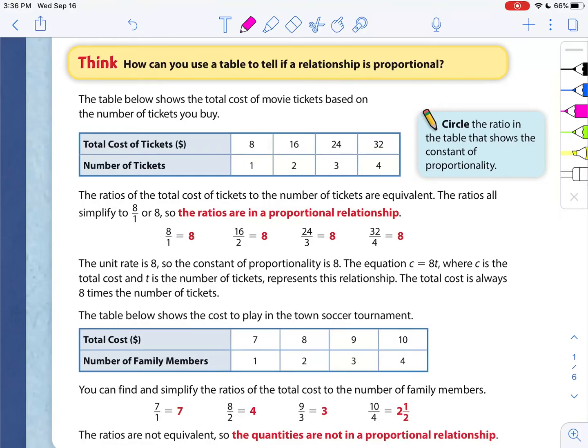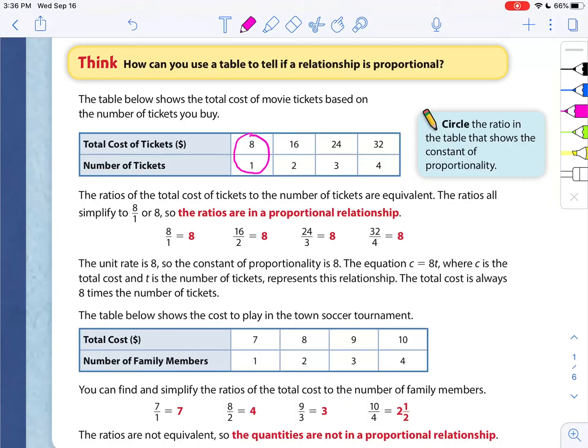Circle the ratio in the table that shows the constant of proportionality. So remember, just above, we said that the constant of proportionality is the unit rate. And remember, the unit rate is when we find out how much it costs for one. So our constant of proportionality would be the ratio of 8 to 1, because it's $8 for one ticket.